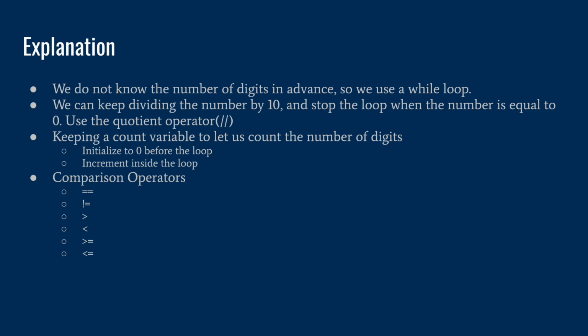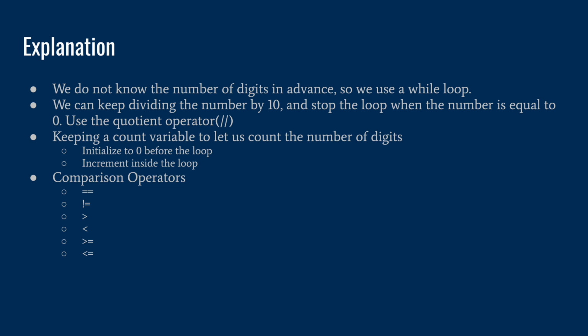What we can do to get the number of digits is keep dividing the number by 10 and stop the loop when the number is equal to 0. So what we do is use the quotient operator. What this does is divide by 10 and round down. So if we do 25 divided by 10 using the quotient operator, it'll become 2.5 and that'll round down to 2. So when there's anything with a 0 point and then another decimal value, that'll round down to 0, so that'll be when the loop stops.